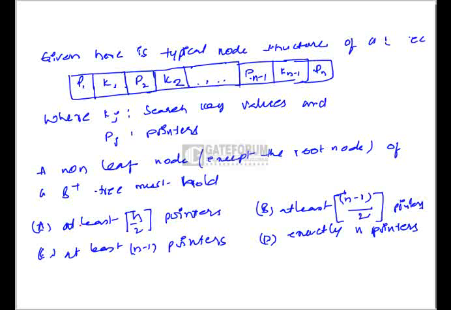This is the property of the B plus tree, where n is the order of the B plus tree. So here the correct option is option A.